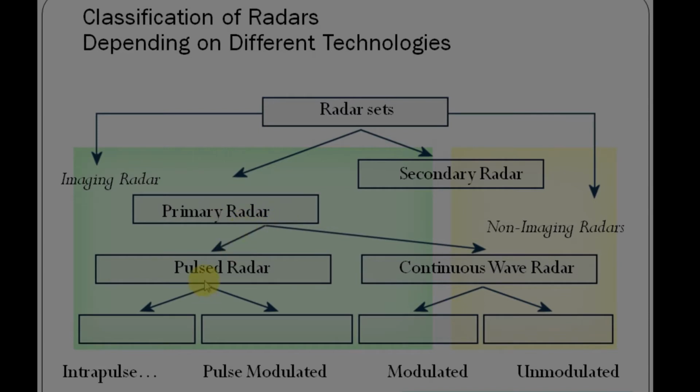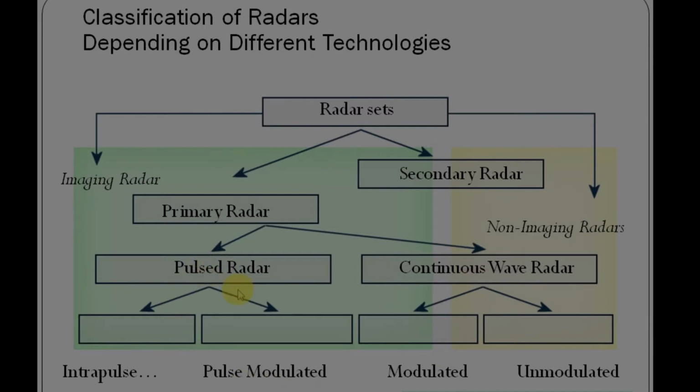In the primary radar, there are again two types, on the basis of the wave. The wave is either a continuous wave or a discrete wave. The discrete wave is nothing but a pulse radar, and the continuous wave radar is a CW radar. Again, CW radar is divided into two groups, modulated and unmodulated. With these kinds of architectures, we get more information about the target regarding velocity and speed. These are calculated with the help of modulated and unmodulated carriers.